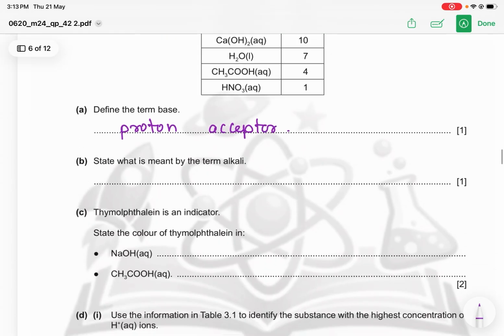Next, state what is meant by the term alkali. So alkalis are known as soluble bases. So we are going to write the same thing. They are soluble bases.